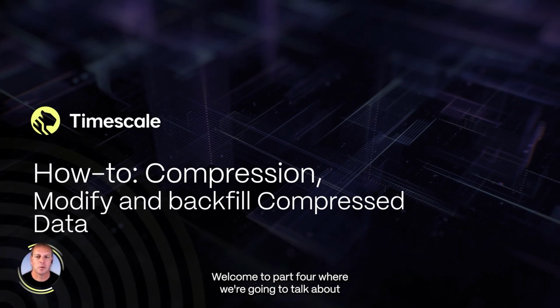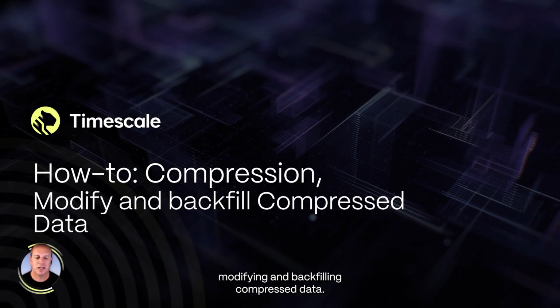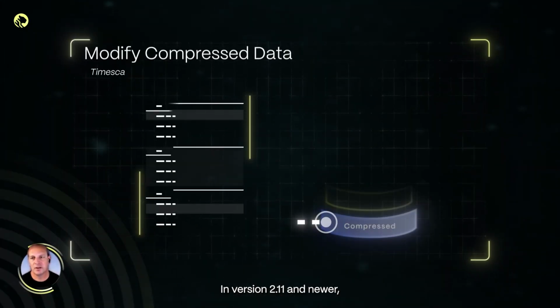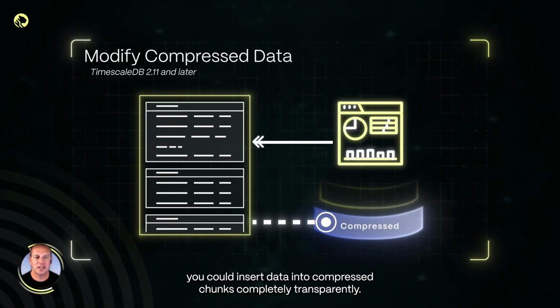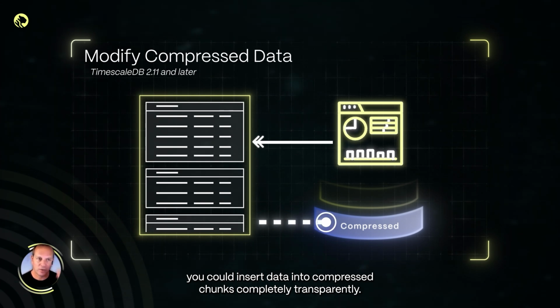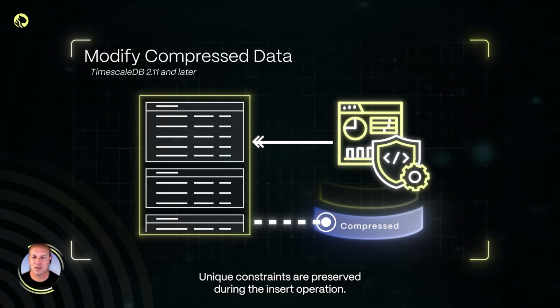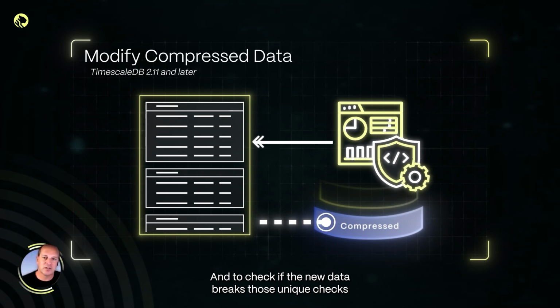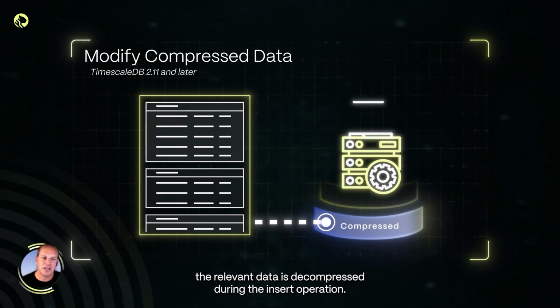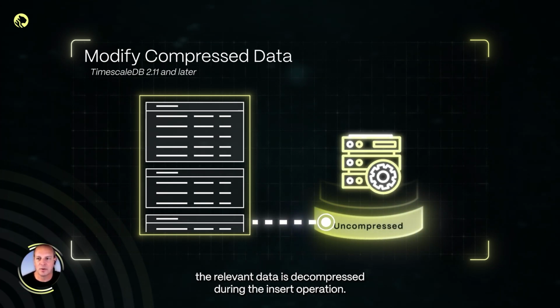Welcome to part 4, where we're going to talk about modifying and backfilling compressed data. In version 2.11 and newer, you can insert data into compressed chunks completely transparently. Unique constraints are preserved during the insert operation, and to check if the new data breaks those unique checks, the relevant data is decompressed during the insert operation.